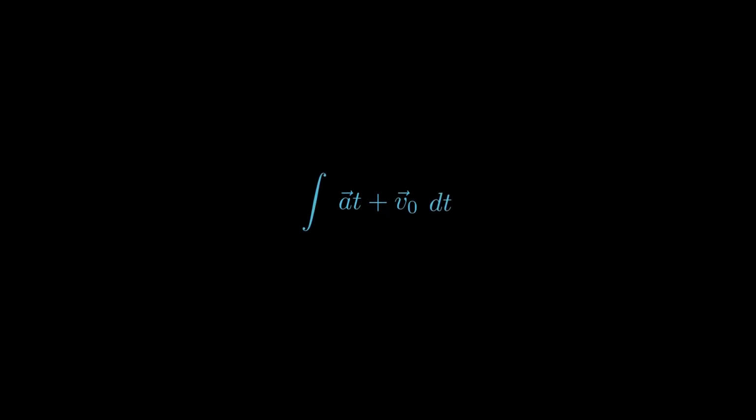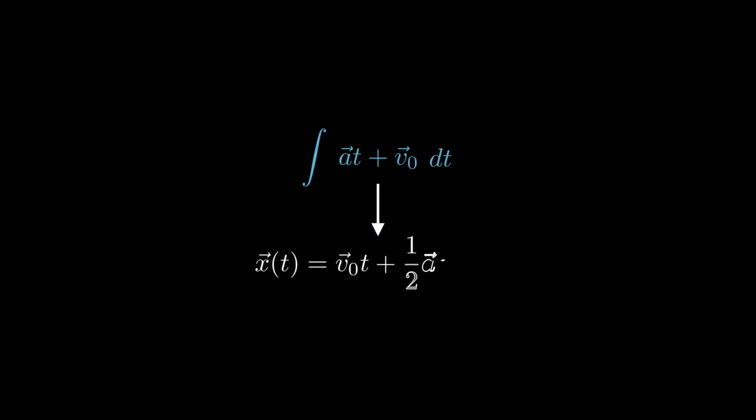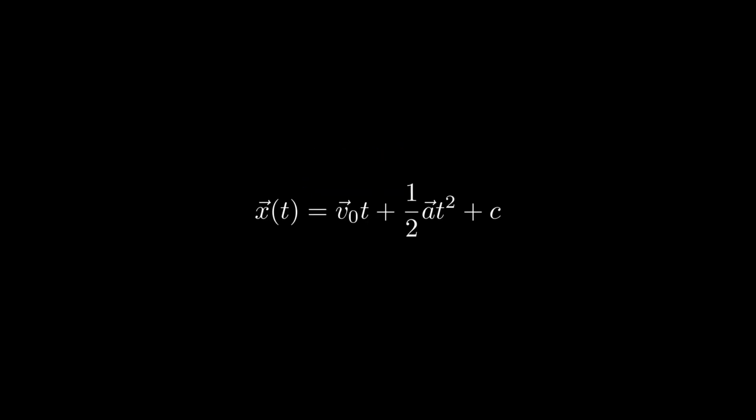We can continue the process by integrating our new function, which yields another equation with both velocity, acceleration, and constant terms. Just like before, we are going to treat the constant c as being the initial position.